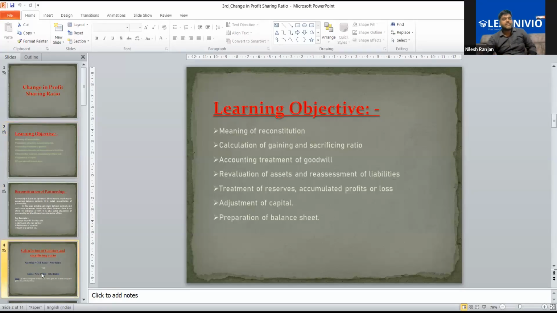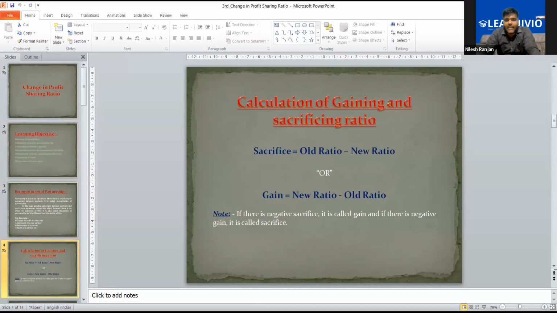So the first part is calculation of gaining and sacrificing ratio. Now the formula, I think you already know. Sacrifice equals old share minus new share, and gain equals new share minus old share. But we never use two different formulas for sacrifice and gain. Can anyone tell me why we are not using two separate formulas for calculation of sacrifice and gain?